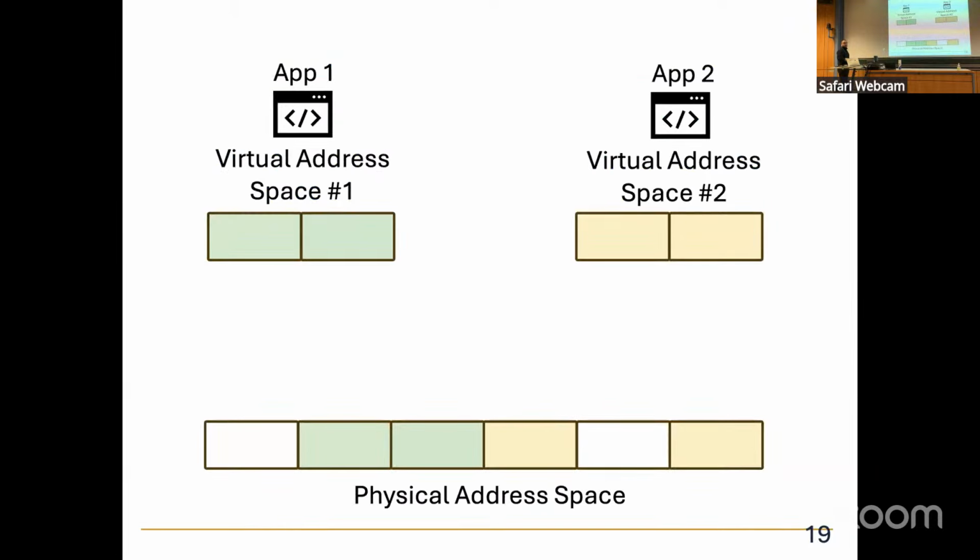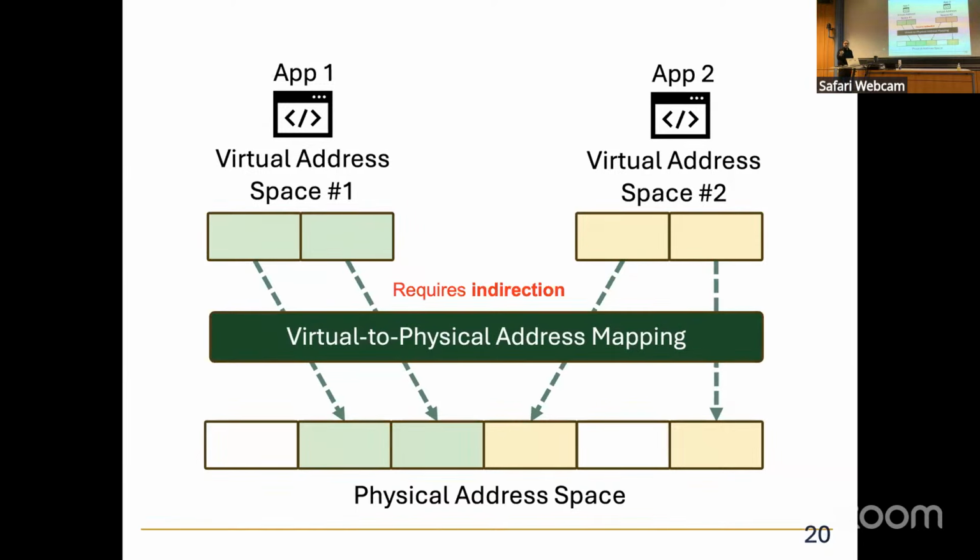This is an example. We have two applications. So for example, in your personal computers, there are multiple applications running. So we have two applications, application 1 and application 2. And these applications operate on different pieces of data, the green ones and the yellow ones. And we can see here that application 1's data has been placed in the second and the third position in the physical memory, while application 2's data has been placed in the fourth and the sixth position in the physical memory. So this is basically this indirection.